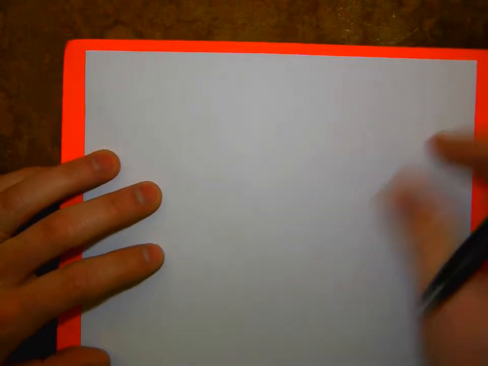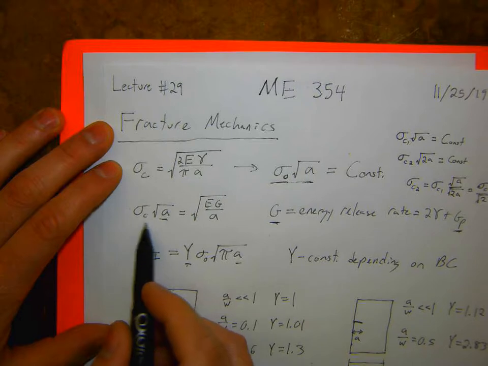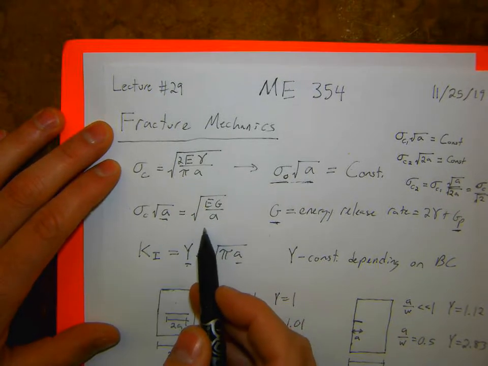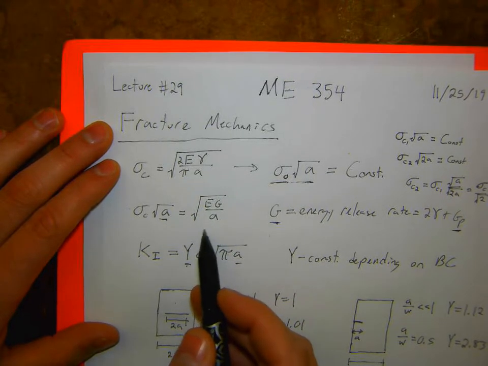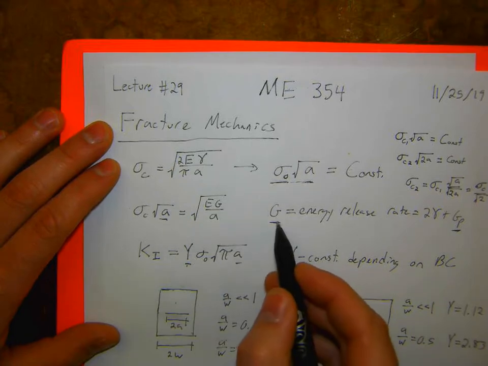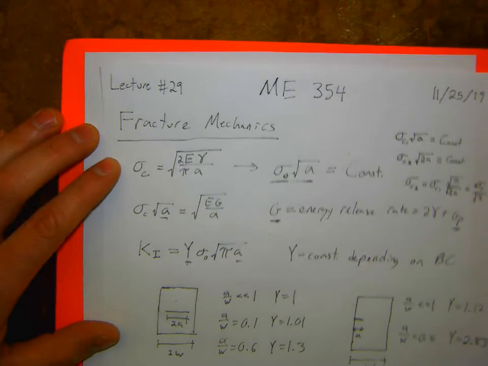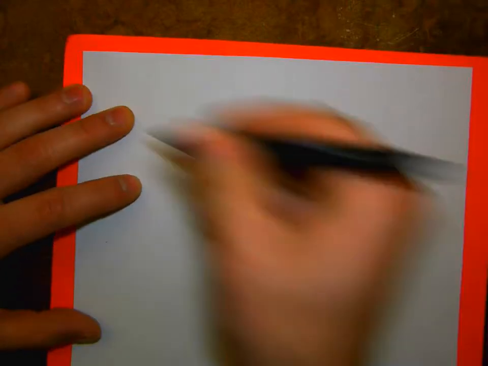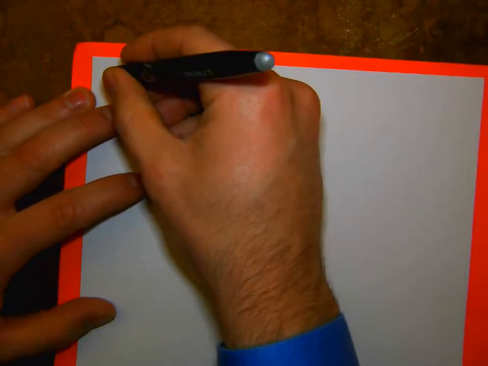So now I want to talk real quickly about the energy release rate. So there was that other term, that sigma C square root a is equal to square root of EG over pi. I want to talk about what this energy release rate actually means and how we look at it experimentally.